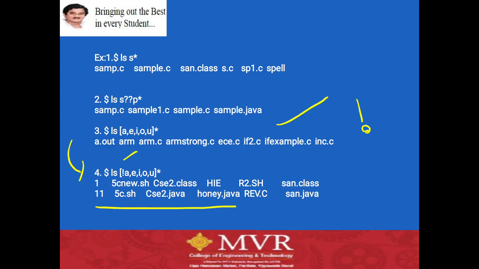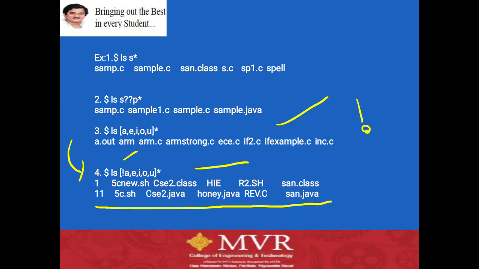Now you see the output. No file is starting with vowels. So no file name is starting with vowels. It is displaying all the file names which are not starting with vowels. In this way you can use not.